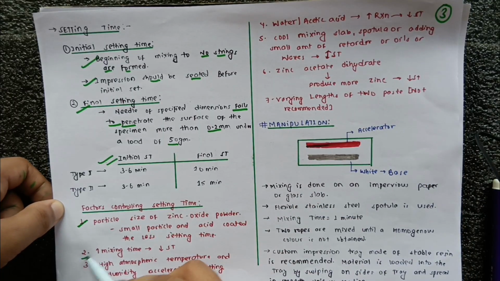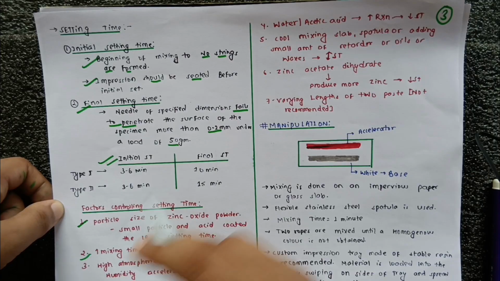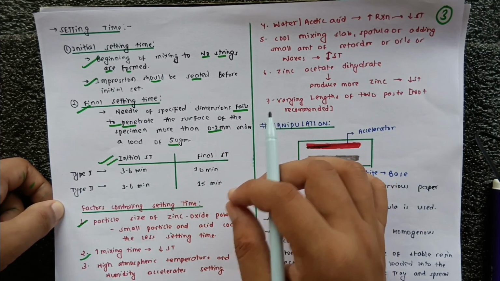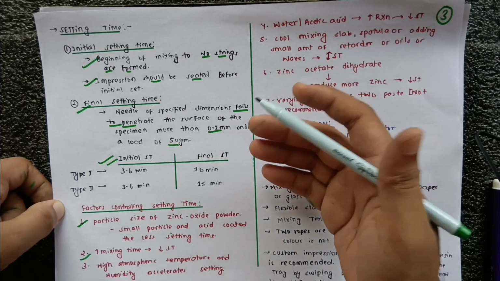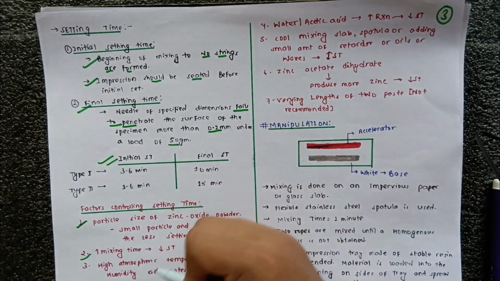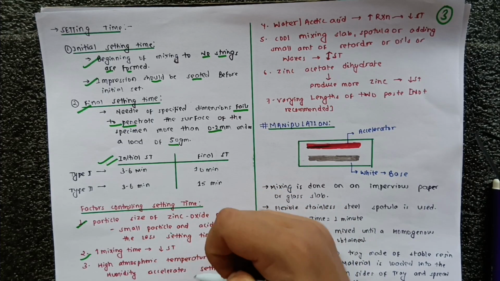After that, an increase in the mixing time would decrease the setting time. When you mix it for a longer period, there will be proper mixing between the base and the accelerator, so there will be a decrease in the setting time. After that, high atmospheric temperature and humidity accelerate the setting.